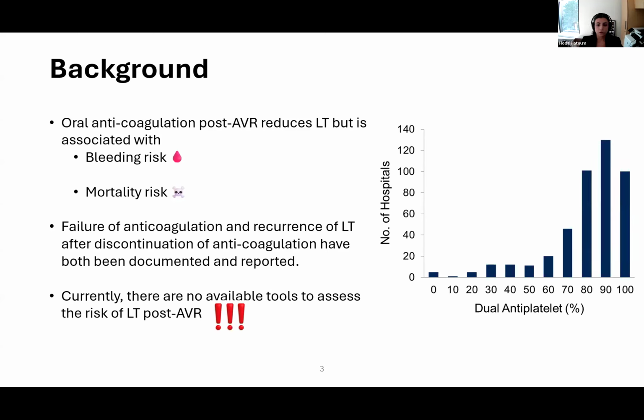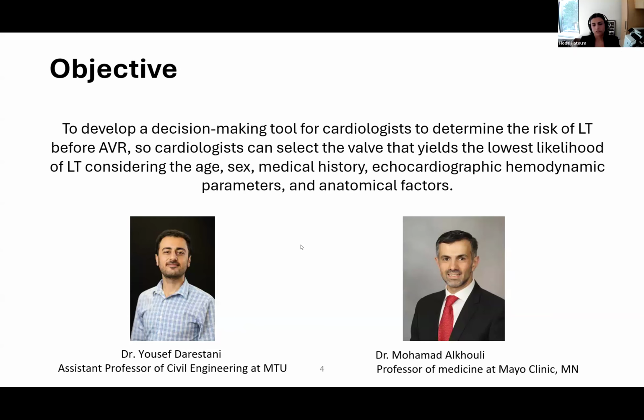And currently, there are no available tools to assess the risk of leaflet thrombosis after aortic valve replacement, which brings us to the objective of this work, which is to develop a decision-making tool for cardiologists to determine the risk of leaflet thrombosis before aortic valve replacement. So basically, we want this tool to be integrated in the pipeline of pre-procedural planning so we can help cardiologists select the valve that works best for a specific patient in a way to mitigate the risk of leaflet thrombosis down the line. And this will be done considering patient baseline characteristics, the anatomical characteristics of the patient and the hemodynamic factors that are obtained from routine echocardiography.